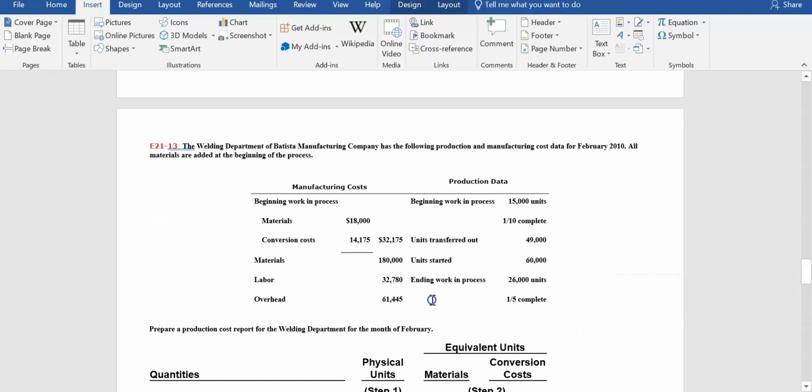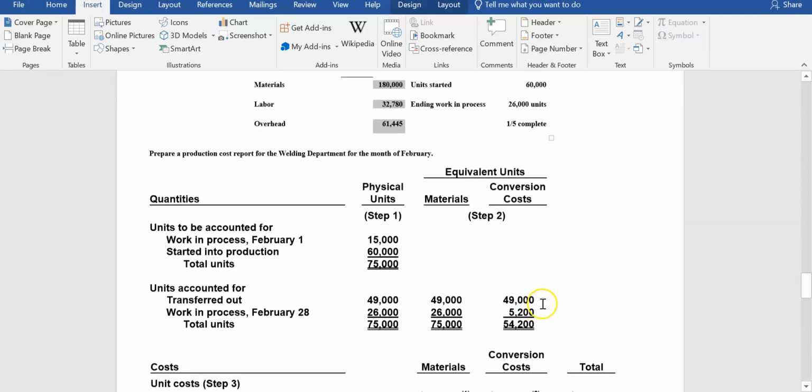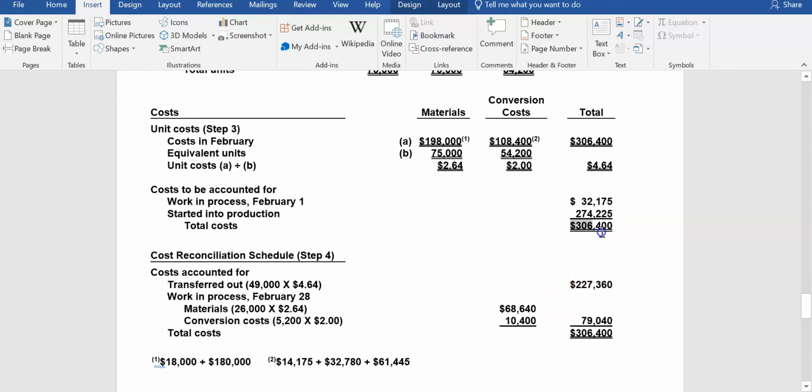What this tells us is of the total costs that have been recorded in work in process during the month, adding all those up, those total costs come to 3,064. Of the total costs recorded in work in process, 227 have been associated or needs to be transferred out because that is associated with the completed inventory, and 79,040 needs to remain in work in process because those costs are associated with inventory not yet completed.